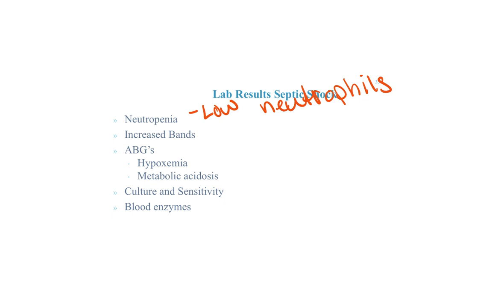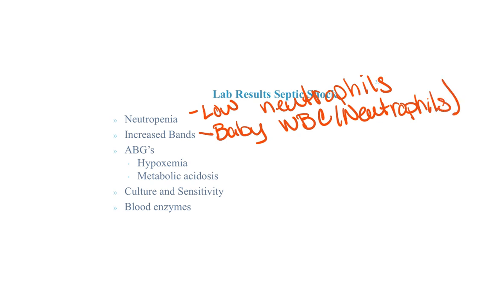That's because once we get to the phase of becoming septic and septic shock, we can no longer keep up producing white blood cells. So we're going to have these increased bands. Remember, those are baby white blood cells, specifically neutrophils, because our body's trying to keep up, but we cannot. So increased bands. We're going to be hypoxemic, and we're going to have a metabolic acidosis, okay? And that's due to cellular death and their toxins.